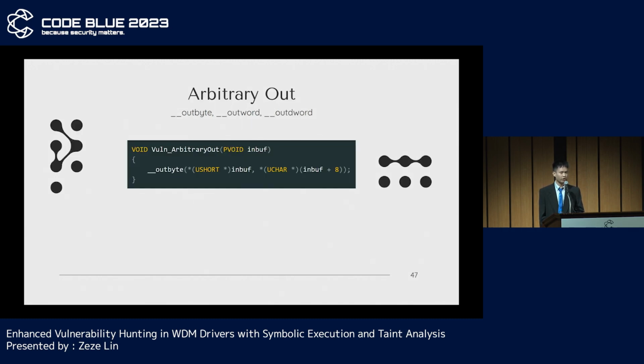The eighth type of vulnerability is arbitrary out. IOCT-lens hooks the opcode out and sees if both parameters, port and data, are controllable. If they are, it may lead to denial of service because the attacker can exploit the vulnerability to reboot the system or turn off the system.